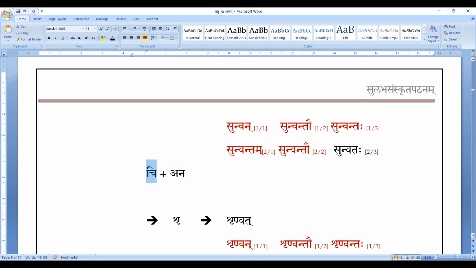Replacing ikara by ia is like a sandhi, like an apavada to sandhi. But when followed by an ardhadhatuka pratyaya, angakarya is stronger. Angakarya should be done, and angakarya is not negated here. Therefore, chi will become che.